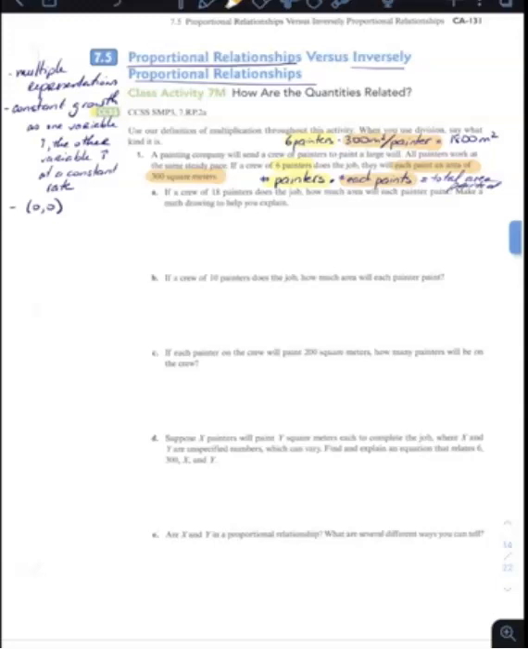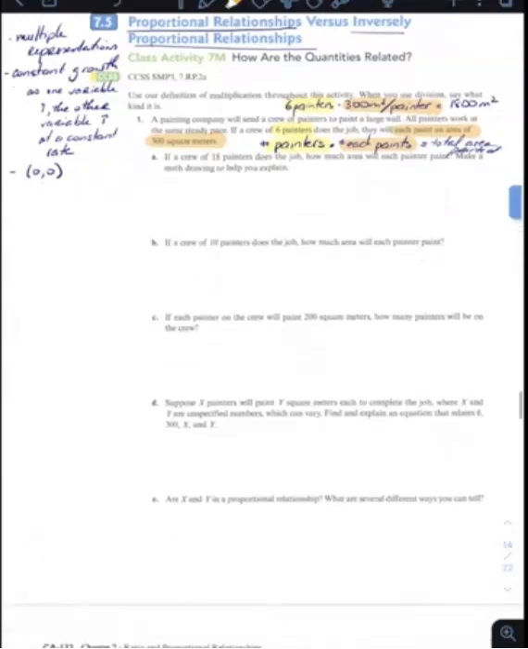So let's see if we can make sense of these situations, A through D, and try to see if we're actually looking at proportional relationships in all of those. So if a crew of 18 painters does the job, how much area will each painter paint? So it sounds like we're going to be assuming this 1,800 is constant, right? They're all painting a large wall that is 1,800 square meters.